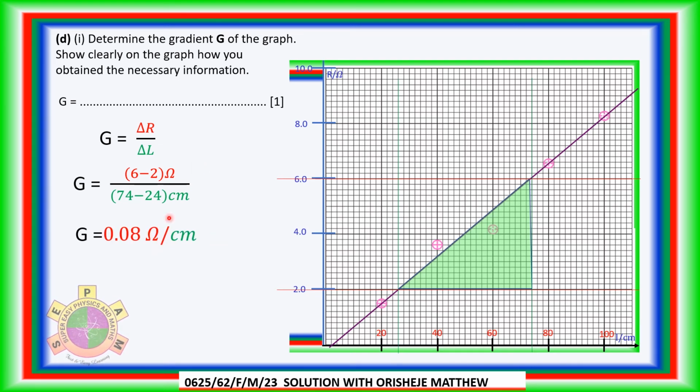How do you get the unit of your gradient? The unit of the vertical y-axis divided by the unit of the x-axis. So now ohm per cm, which is the resistivity, resistance per unit length of the wire. So what is the acceptable range of the gradient? From 0.073 to 0.093. So that means our value is correct within this result.